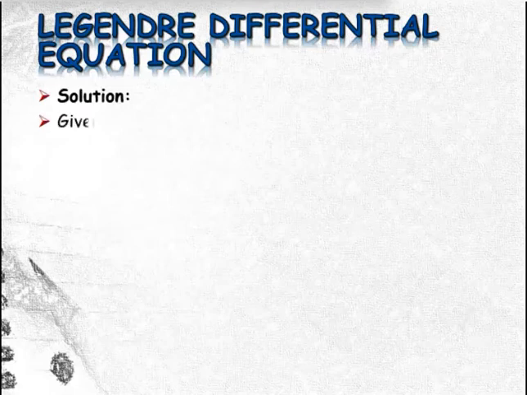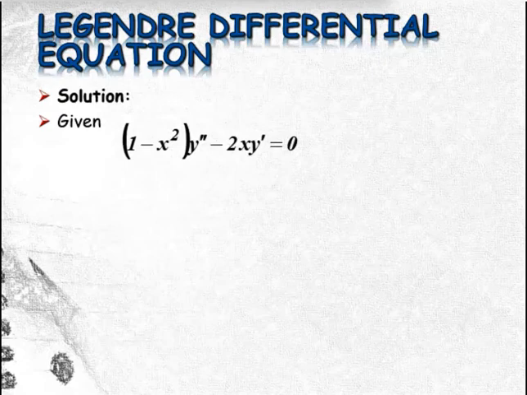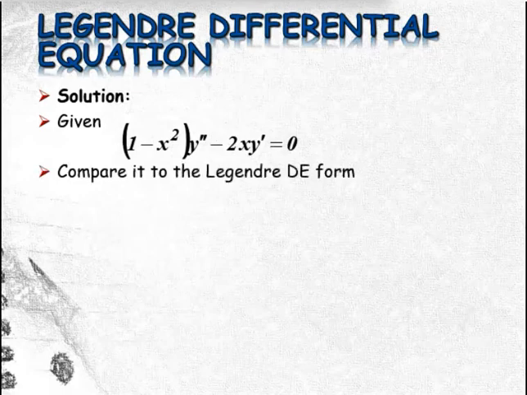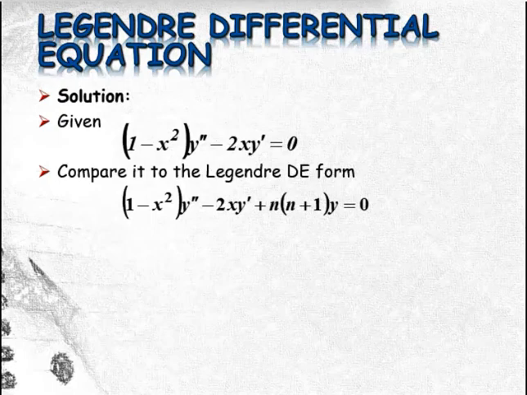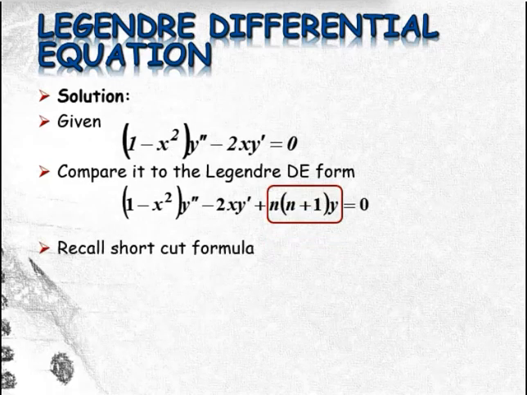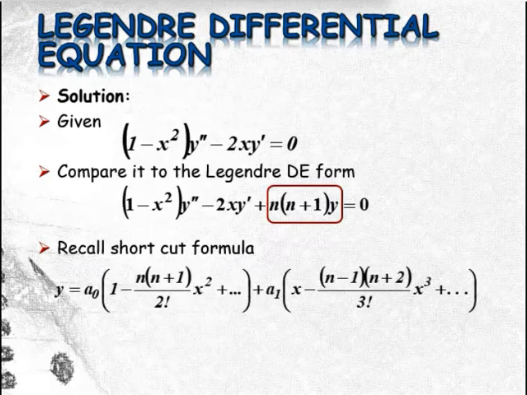So for our solution, first let us determine if the given differential equation is of the Legendre differential equation form. So let us compare it to the Legendre differential equation. By inspection, the two are similar with n equals 0. So let us recall the shortcut formula. This is the shortcut formula for your even and odd expression.